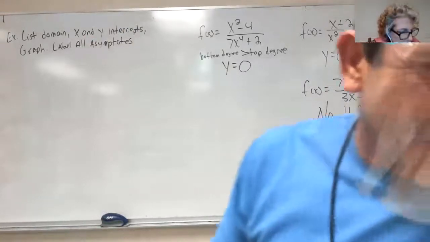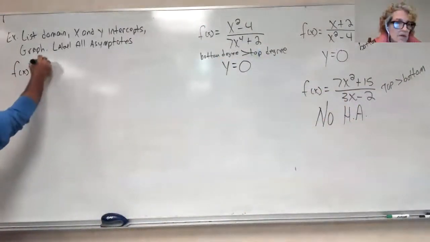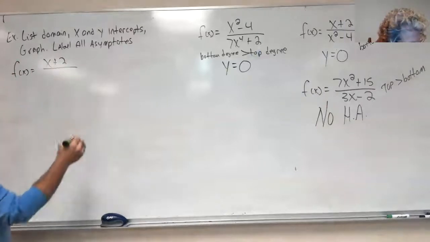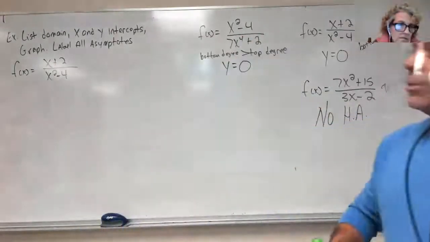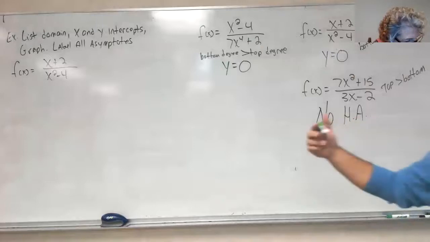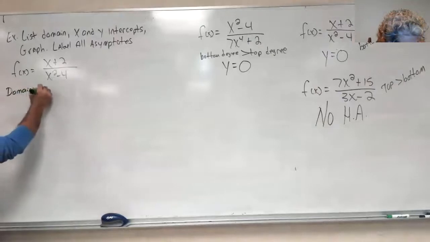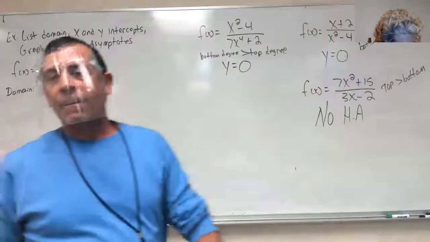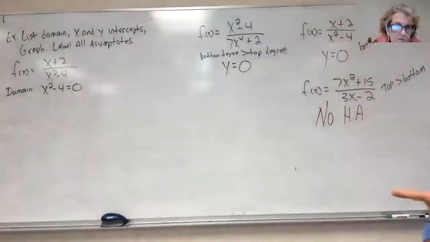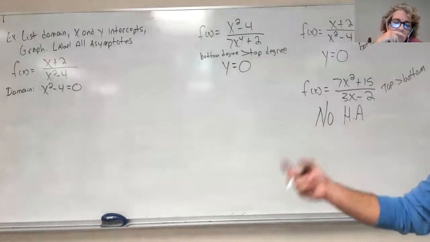All right, I guess we need the function. F of x is going to be that one I accidentally wrote over there. F of x equals x plus 2 over x squared minus 4. So I'm going to start out with my domain by setting the bottom equal to 0. You remember a while ago, I hit that with the factoring, and I factored it into perfect squares, x and x, and then the 2 and the 2.